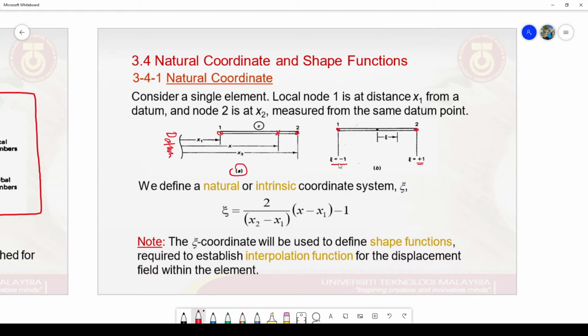And by taking these assumptions, z equal to -1 and z equal to +1, then we can define a natural or intrinsic coordinate system z, which is given by 2 over x2 minus x1, which actually gives the length of this particular element, multiplied by the distance of x minus x1, then minus 1. It is mentioned here that the z coordinate will be used to define shape functions later, and is required to establish an interpolation function for the displacement field within the elements.